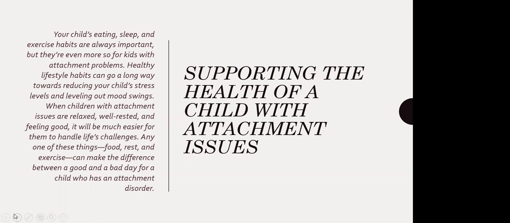Your child's eating, sleep, and exercise habits are always important, but they're even more so for kids with attachment problems. Healthy lifestyle habits can go a long way towards reducing your child's stress levels and leveling out those very frequent mood swings. When children with attachment issues are rested, relaxed, and feeling good, it will be much easier for them to handle those life challenges. Any one of these things, food, rest, and exercise, can make the difference between a good and a bad day for a child who has an attachment disorder. And if it's a good day for them, it's a good day for you. If it's a bad day for them, that's going to be an awful day for you. So really keep that in mind.